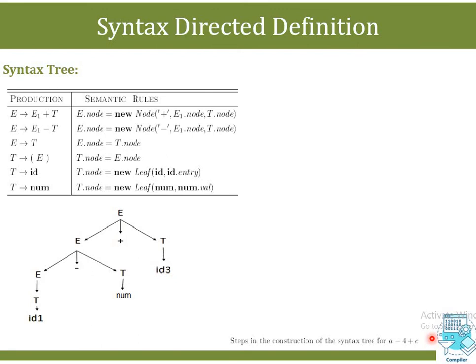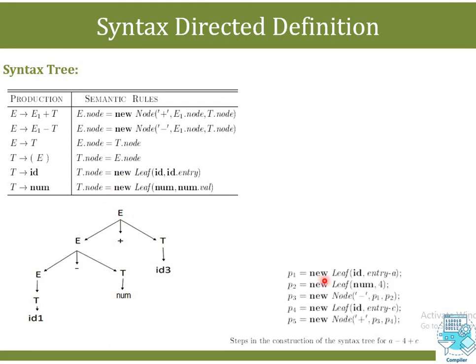Now let us consider the syntax tree for this. How do we construct the syntax tree? By referring to the semantic rules, we are going to construct it. First, we have to travel from the leftmost leaf to the rightmost leaf. The first leftmost leaf is id1. What rule have we applied here? T tends to id. When you have T tends to id, you have to create a new leaf node. That is what we are doing here. P1 equals a new node, which is pointed to by the pointer called P1. So P1 equals new leaf(id, entry a).